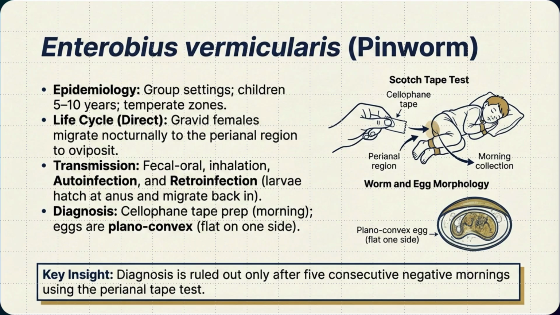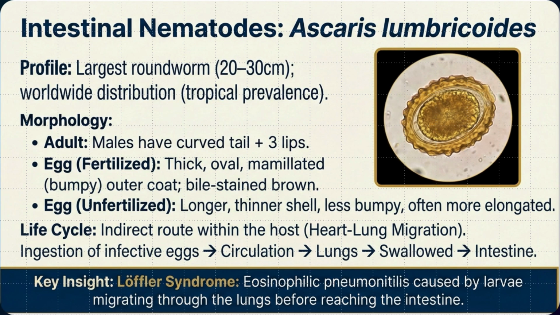Let's scale up from the little pinworm to the heavyweight. Ascaris lumbricoides. The notes say this is the largest intestinal roundworm, reaching up to 30 centimeters. It's basically an earthworm living in your small intestine. The sheer horror of that aside, the diagnostic challenge here usually involves the eggs found in the stool.